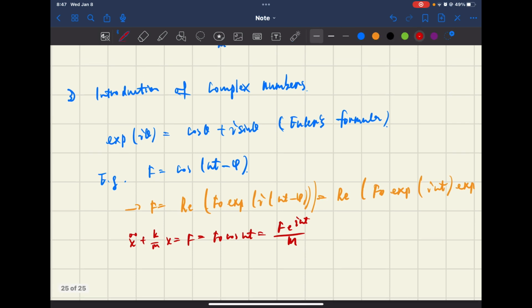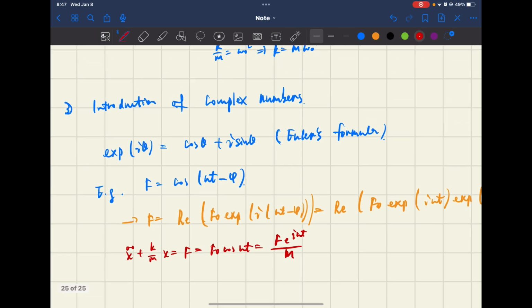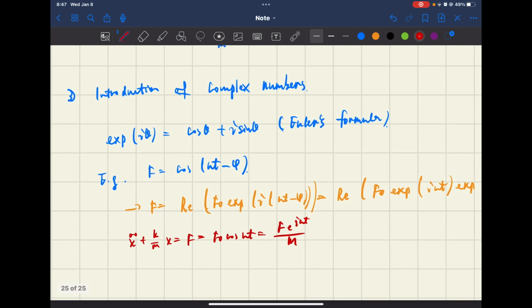Okay, since we have deduced just now that the frequency of the displacement will be the same as the applied external force, the solution x will also take the form like this.